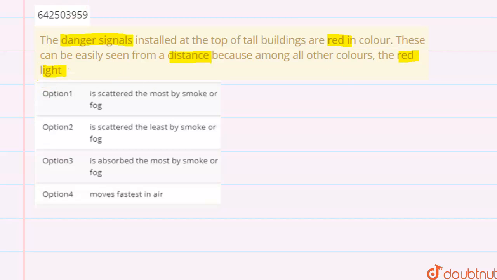and we have four options here. Option 1 is the red light is scattered the most by smoke or fog. Option 2 is that the red light is scattered the least by smoke or fog. The third option is the red light is absorbed the most by smoke or fog. And the last option is the red light moves fastest in air.